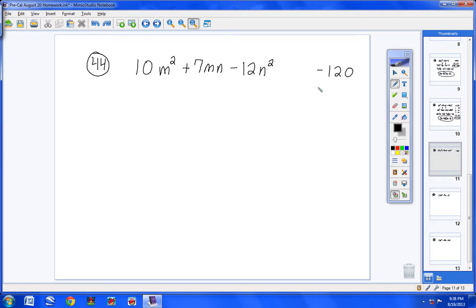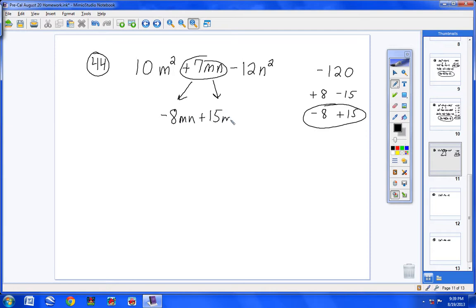I think 8 and 15, it's kind of funny. We keep using those two numbers, but I think 8 and 15 is going to work again. Let's see. 8 times 15 is 120. I want a positive times a negative and a negative times a positive. And these two numbers right here do combine to positive 7. So where the positive 7mn is, this term right here, I'm going to rewrite it with two different terms. Negative 8mn, positive 15mn.